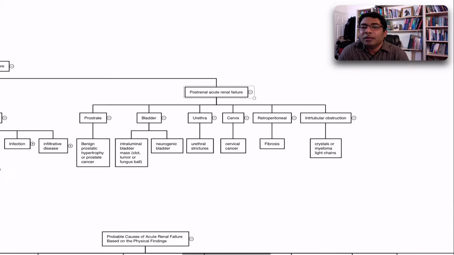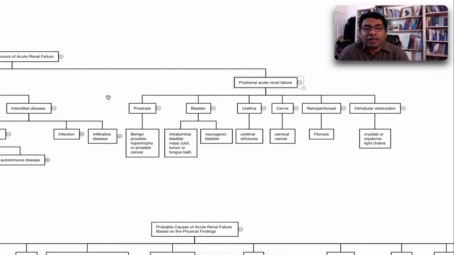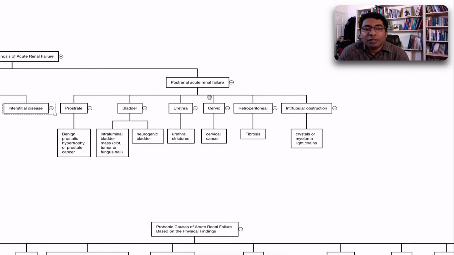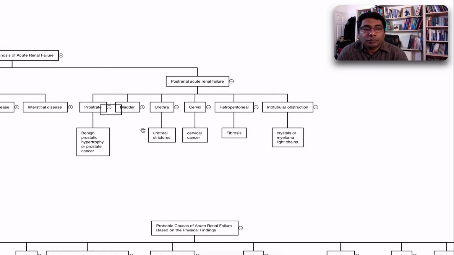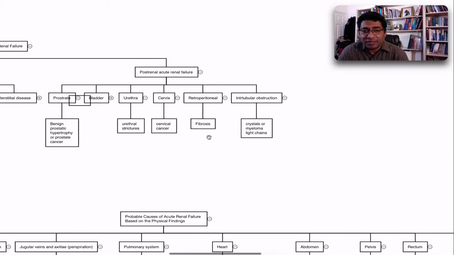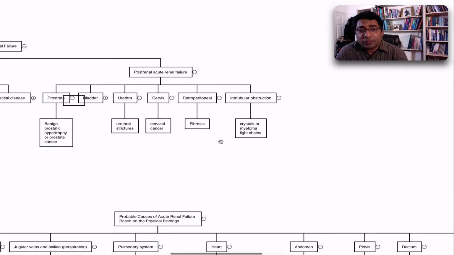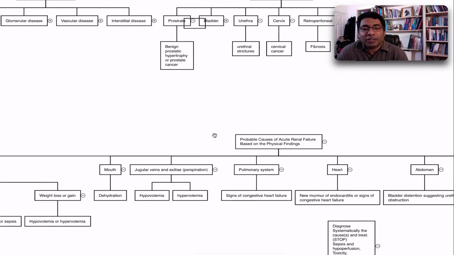Post-renal acute renal failure. They can happen under these circumstances where prostate gets affected, as in benign prostatic hypertrophy or prostate cancer, bladder, as in intraluminal bladder mass, clot, tumor, or fungus ball, neurogenic bladder, urethra gets affected with urethral stricture, cervix, as in cervical cancer, retroperitoneal fibrosis, intratubular obstruction, as in crystals or myeloma light chains.